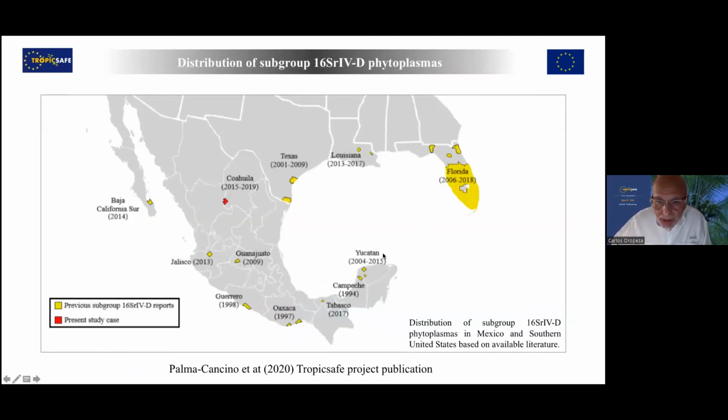Well, this is just to show you the map of, first of all, where the subgroup D is located. And as you can see, it is very widely distributed in Mexico. It's also present in the States. And the one I should show you that I said is a heavy outbreak is here in the red spot. This is the most recent place where we have found phytoplasmas, little yellowing cases, and it is related, as shown in this map, with the subgroup D.